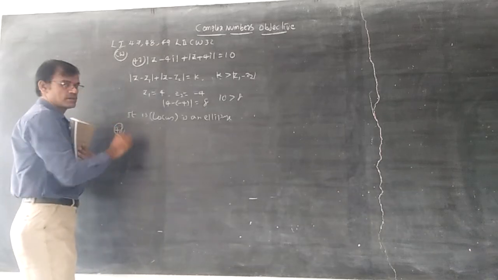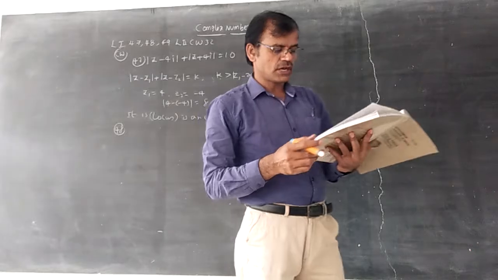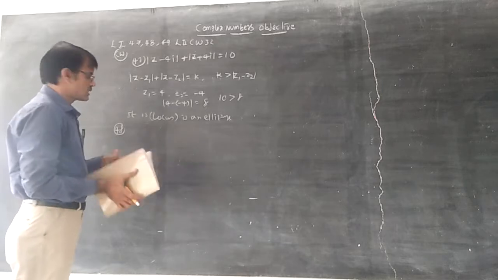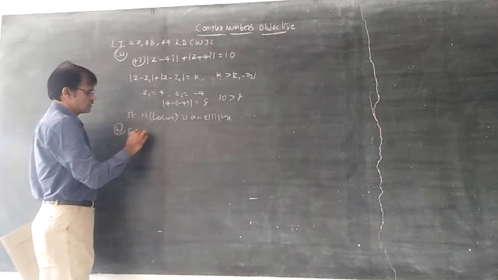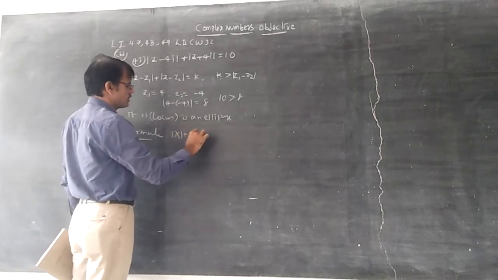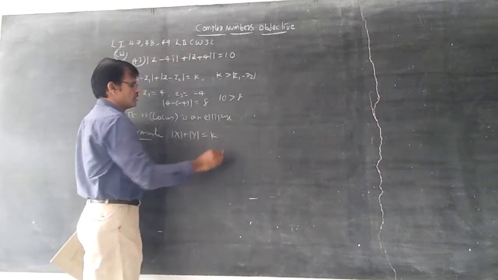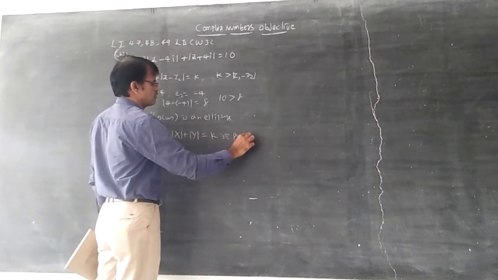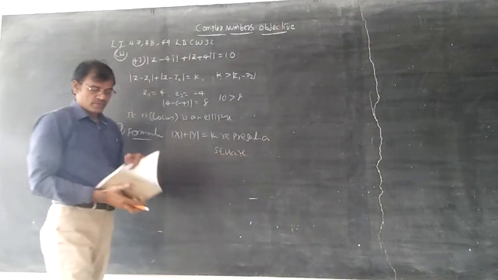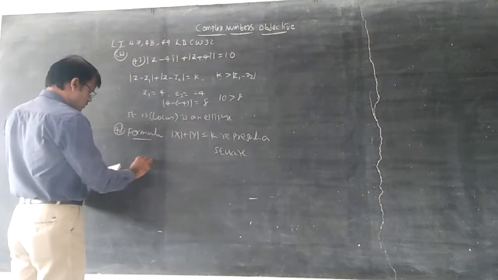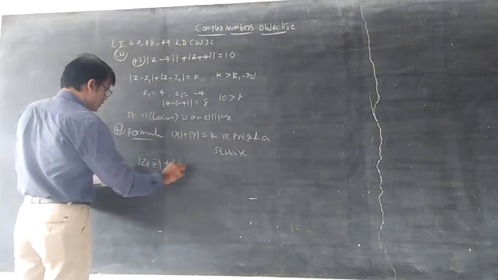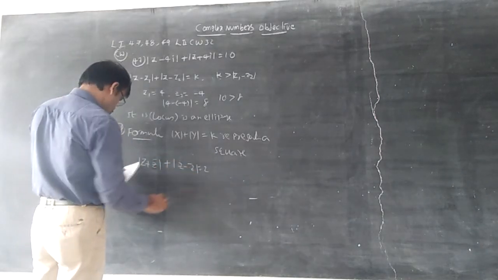Next, question 48. Modulus of z plus z bar plus modulus of z minus z bar is equal to 2. Let us remember the formula from first year geometry: modulus of x plus modulus of y is equal to k represents a square. In a similar way, here modulus of z plus z bar plus modulus of z minus z bar is equal to 2.